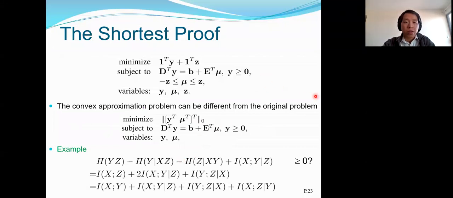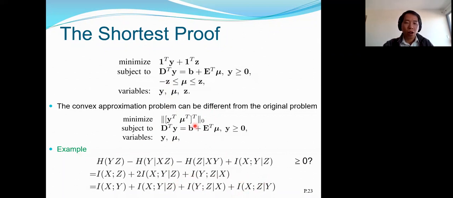And also, I want to tell you one thing. Now we said that we use this L1 norm to approximate the original problem, where we considered the L0 norm. But actually, they are two different problems. So let's consider this example. Suppose we want to prove this information inequality. It can be rewritten into these two forms. So they are both valid proofs. We can see that they are both non-negative.